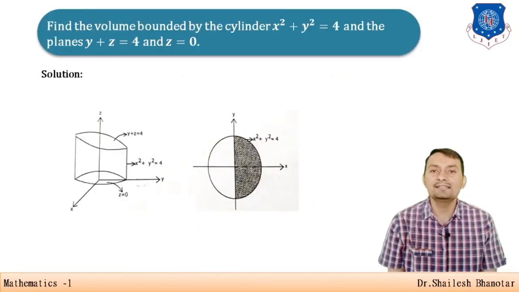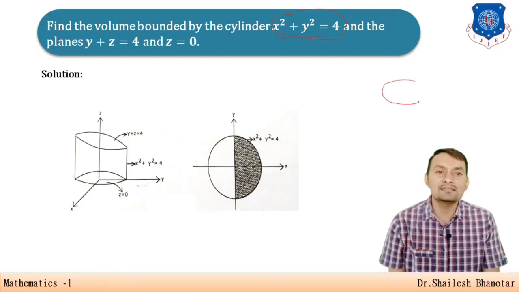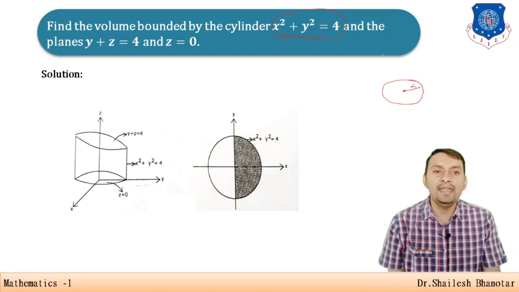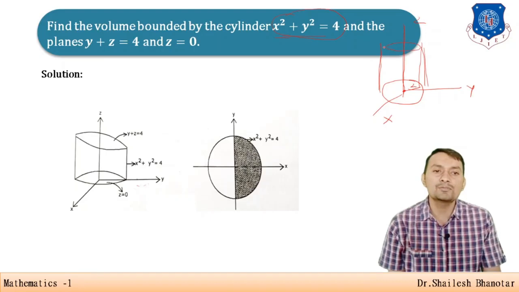So let us see the first example. Find the volume bounded by the cylinder x squared plus y squared equals 4, and the plane y plus z equals 4 and z equals 0. But first you should be clear how we can say this is a cylinder. This is the equation of a circle with the center at the origin and radius 2. That means I have to consider this circle with the center at the origin and radius 2. But when I trace this, what am I going to get?